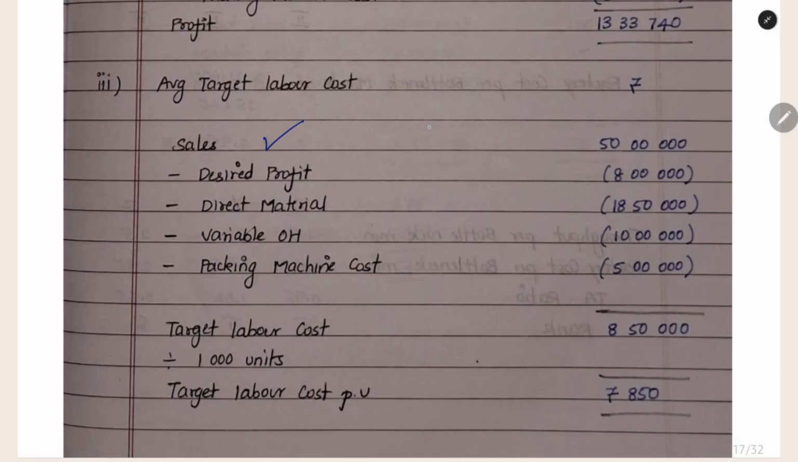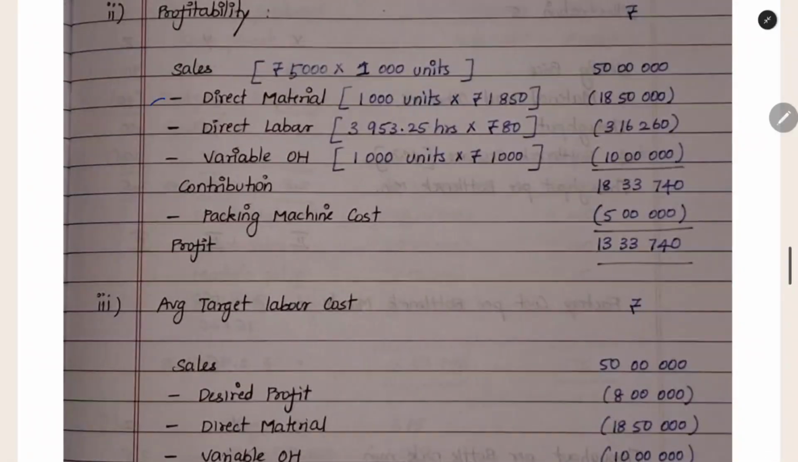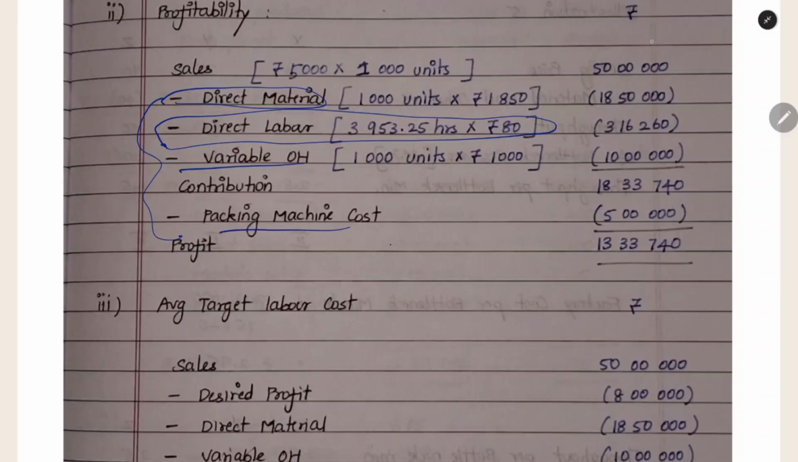Here, this is the sales based on 5000 rupees constant selling price. We are reducing the profit and then the direct material and then variable overhead and packing machine cost. Total, we have these and all, we have the cost. Out of that, direct labor alone, we are taking it as target labor cost. We are calculating the target labor cost. So you have to reduce all other costs: material, variable, packing machine.